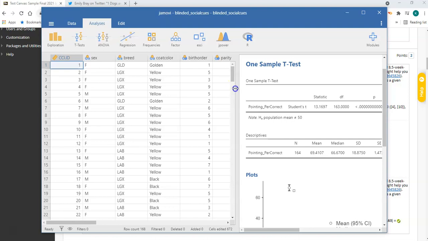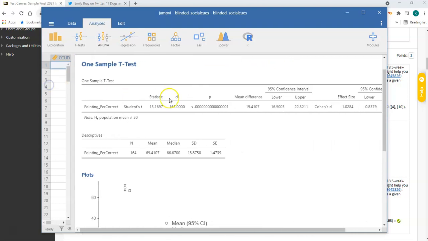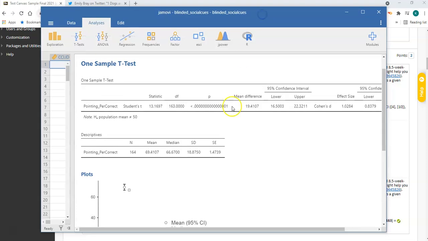So now we have all of the data that we need. And so what you need to do is fill in the blanks. So what you're going to need is the degrees of freedom, the obtained statistic, the t-value. You're going to need the p-value. Wow, that's a crazy small p-value.